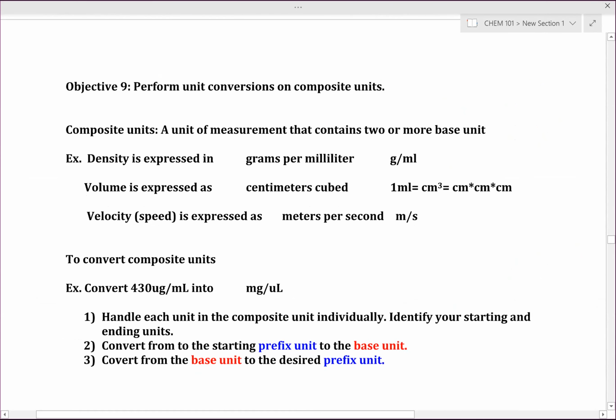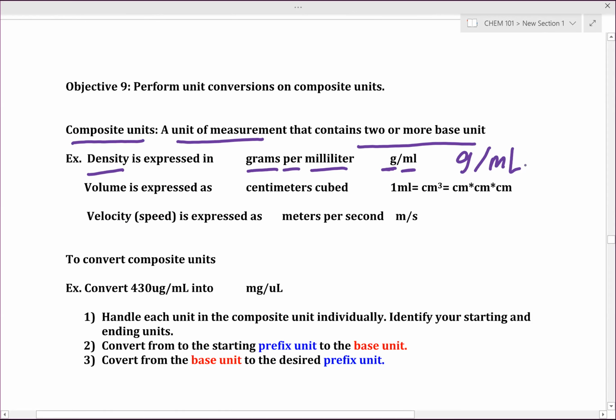So what we're now going to do is perform unit conversions on composite units. And composite units are a little bit of a step up. Composite units are units of measurement that contain 2 or more base units. So now we're combining base units in ratios or multiplying base units together. For example, density is expressed in gram per milliliter. Just in terms of language, when we say per, what is that telling us to do? Multiply or divide? Divide. So it's per mil, grams divided by milliliters.